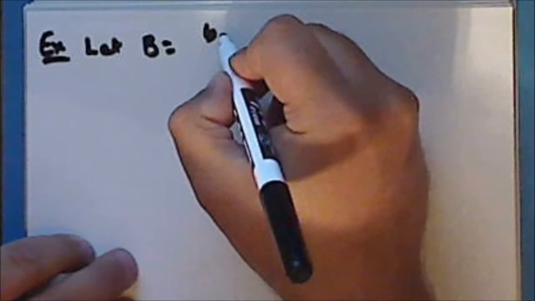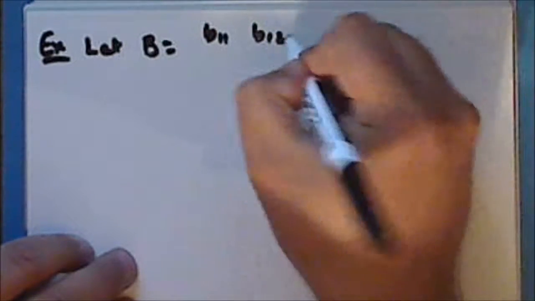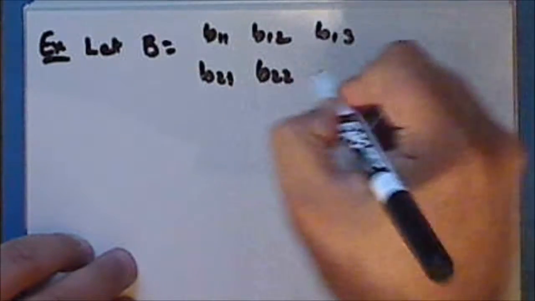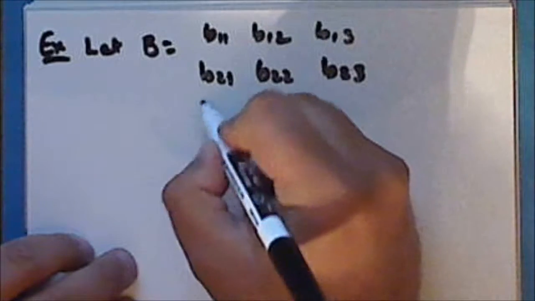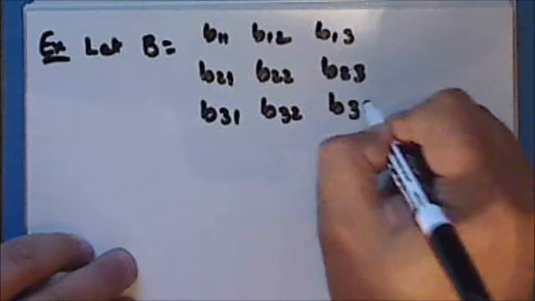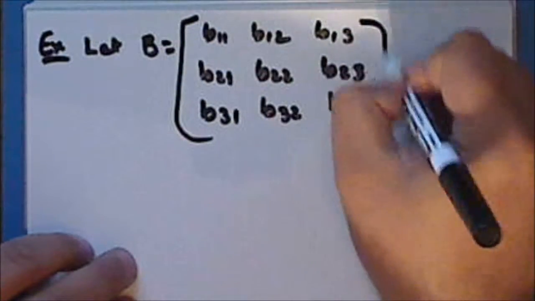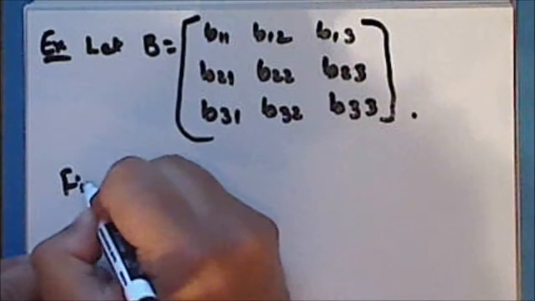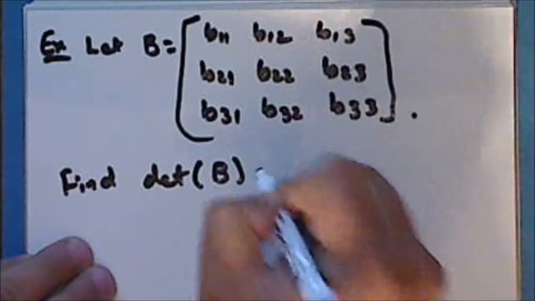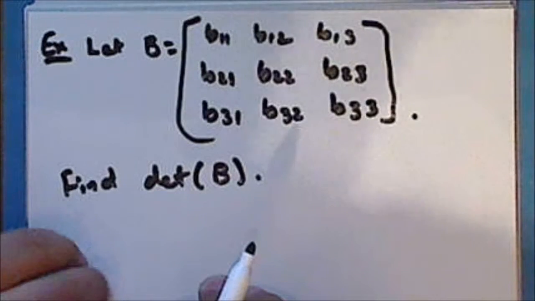So as an exercise, let B be the 3 by 3 matrix with rows b11, b12, b13, b21, b22, b23, b31, b32, b33. Find the determinant of the matrix B. Okay, so we will end here for today.